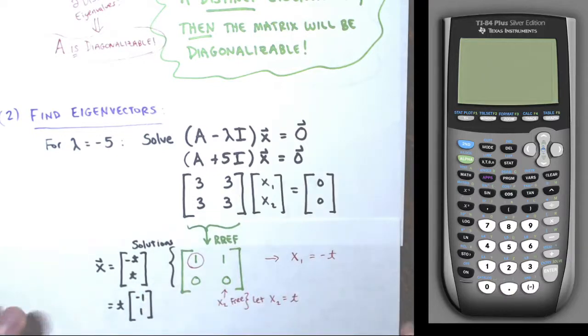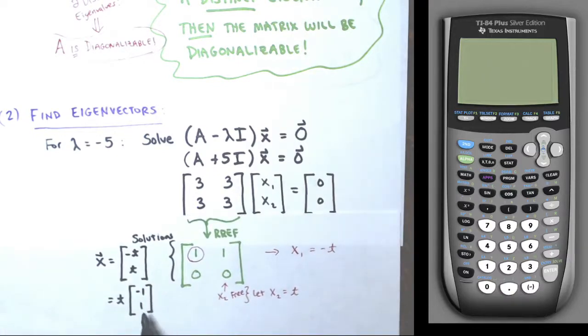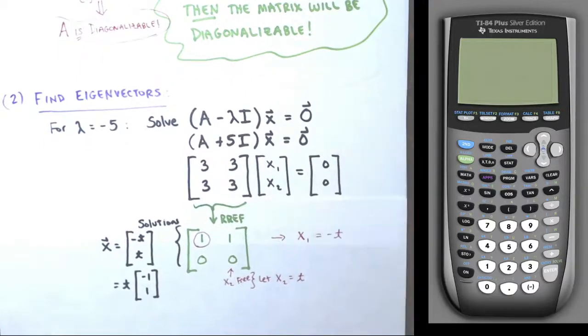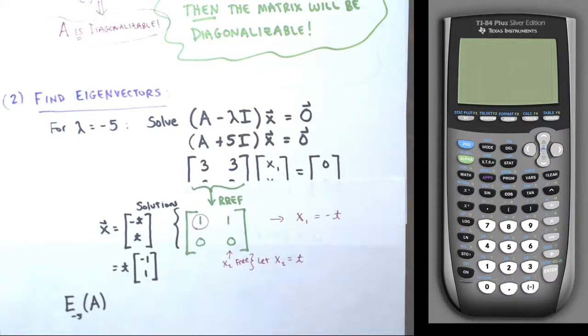Now again, there are infinitely many solutions here. I just need one. I need a vector that would form a basis for the eigenspace. Remember the eigenspace of A corresponding to lambda equals -5, this notation. That would just be the set of all these vectors here, the span of the set with the vector (-1, 1) in it.